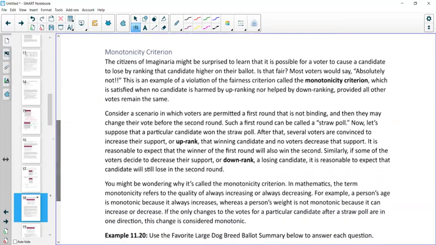Now let's bring up the monotonicity criterion. Citizens of Imaginaria might be surprised to learn that it is possible for a voter to cause a candidate to lose by ranking that candidate higher on their ballot. Is that fair? Most voters would say absolutely not. This is an example of a violation of the fairness criterion called the monotonicity criterion, which is satisfied when no candidate is harmed by upranking nor helped by downranking, provided all other votes remain the same.